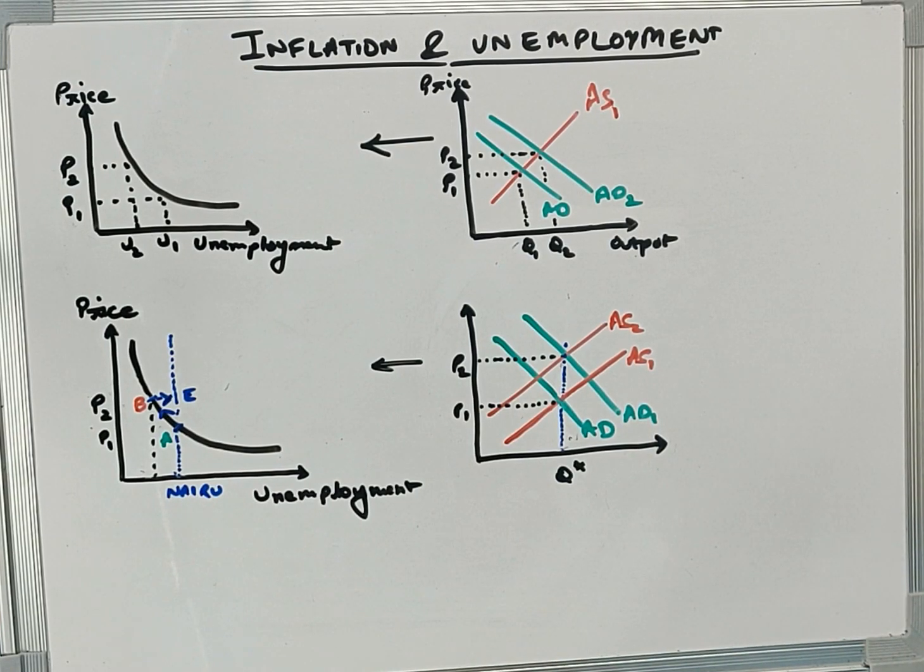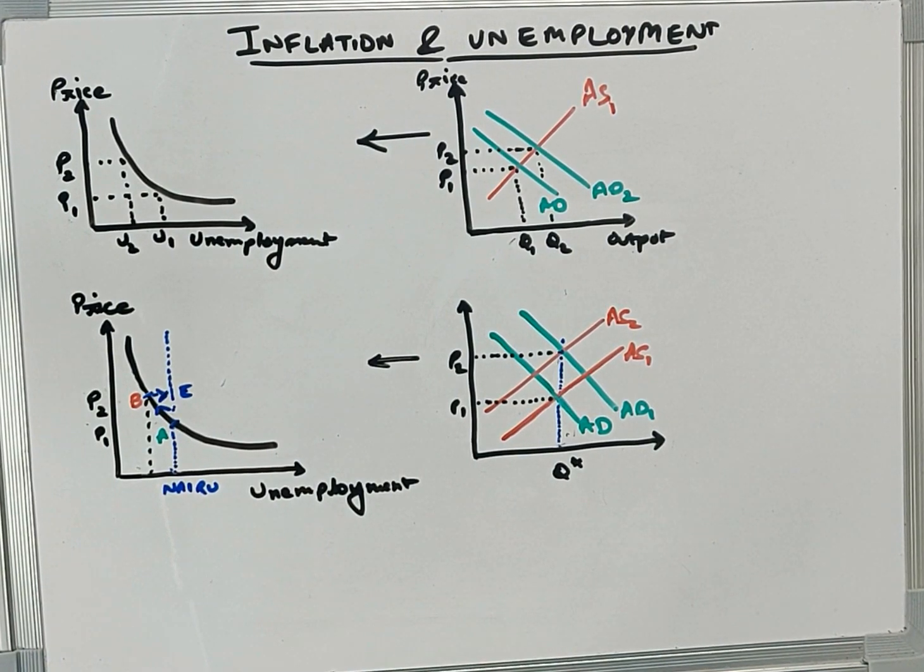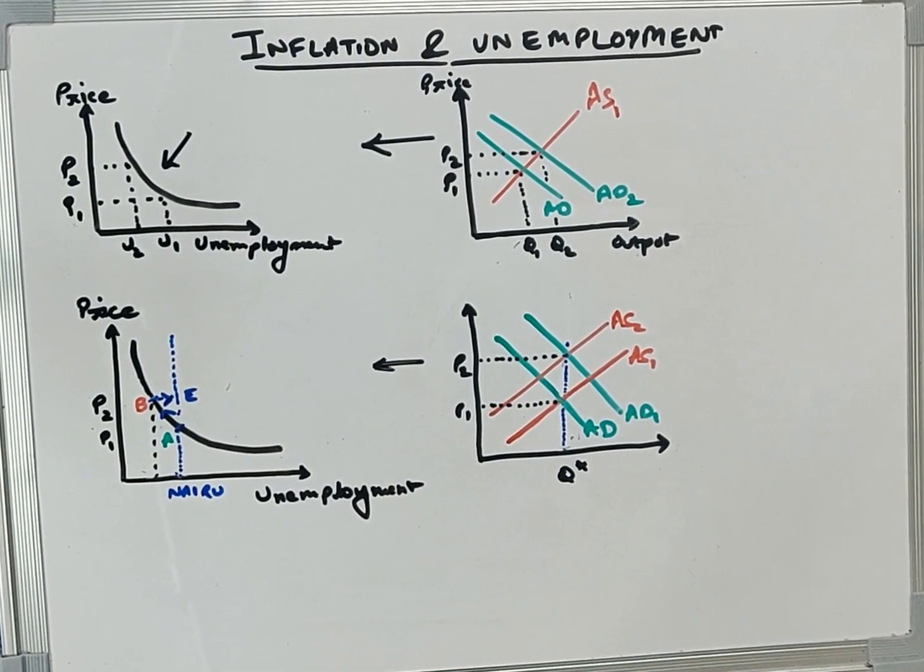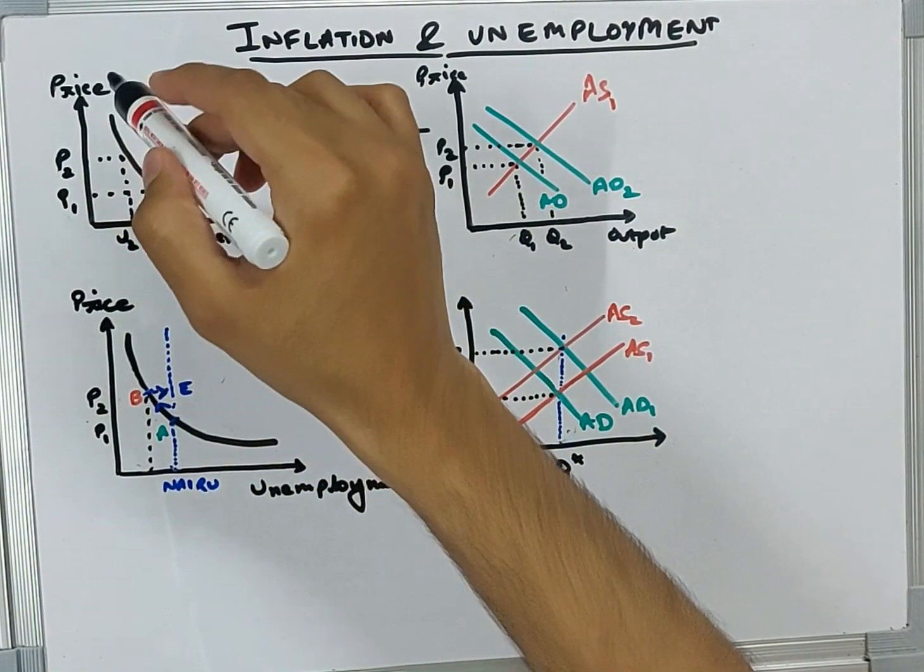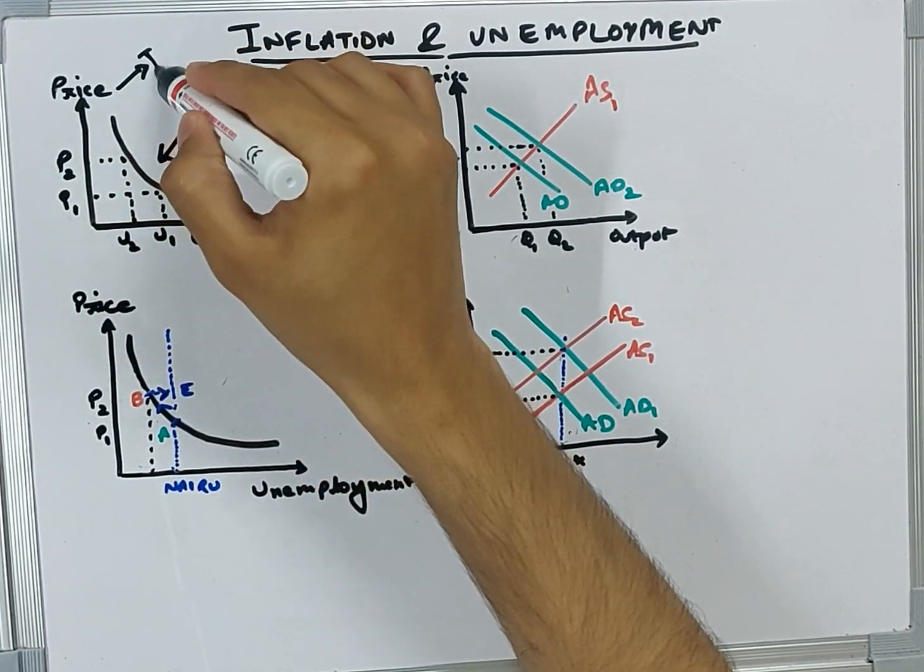Let's start with one of the basic concepts of economics, inflation and unemployment. This is the Phillips curve. It represents the relationship between unemployment and inflation. The price over here is the price level, which represents inflation.